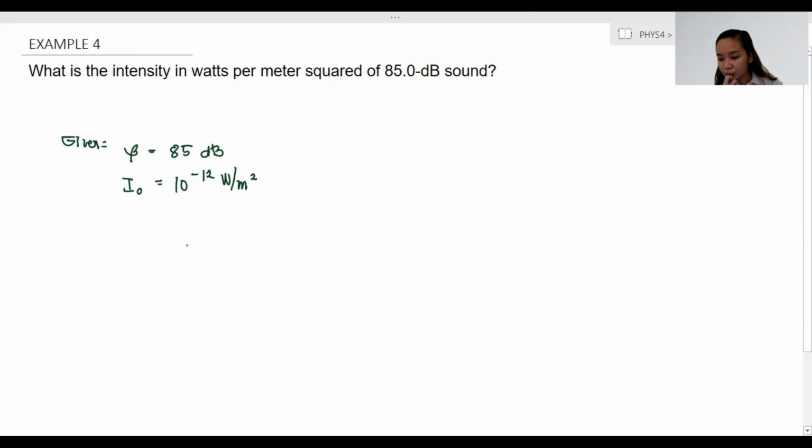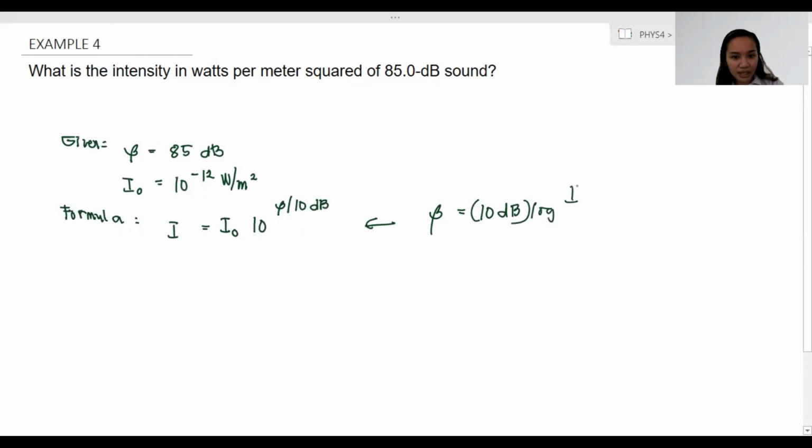So our formula to be used is I equals I naught times 10 raised to beta over 10 decibels. This actually came from our general formula, beta equals 10 dB log of I over I0. So you can use this directly without undergoing the process of derivation. You just memorize or familiarize yourself with this equation.